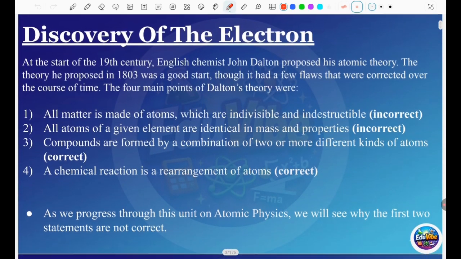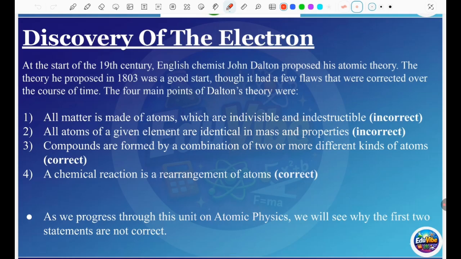You all know what an electron is, but how it was discovered, we don't know. So let's start. At the start of the 19th century, English chemist John Dalton proposed his atomic theory. The theory he proposed in 1803 was a good start, though it had a few flaws that were corrected over the course of time. There were four main points of Dalton's theory.